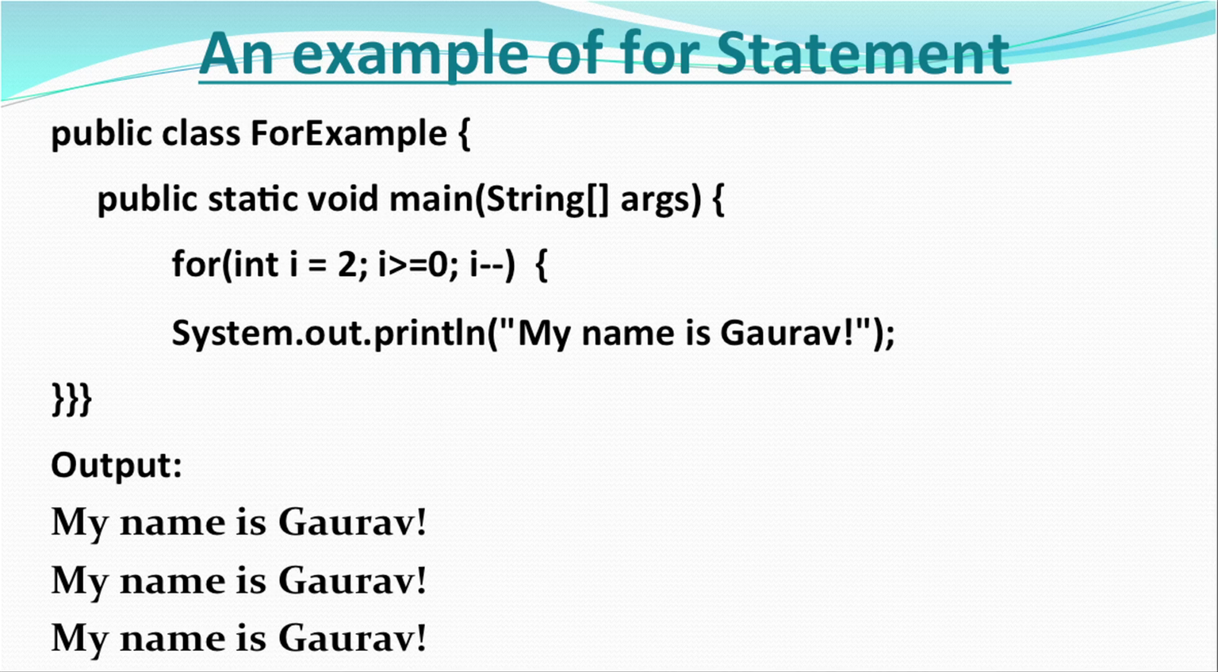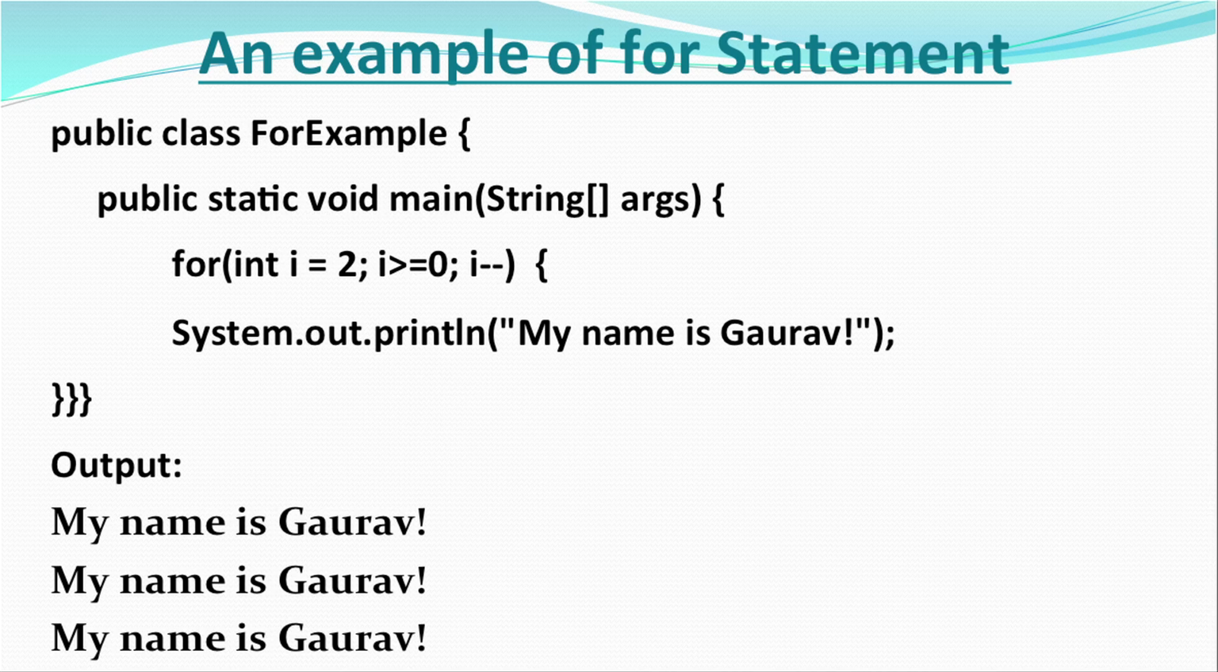Therefore the boolean value true will be returned, and the compiler will execute the next line. The next line is System.out.println my name is Gaurav. This line gets executed, and "my name is Gaurav" gets printed on the screen. Next, what happens? i is incremented by 1.